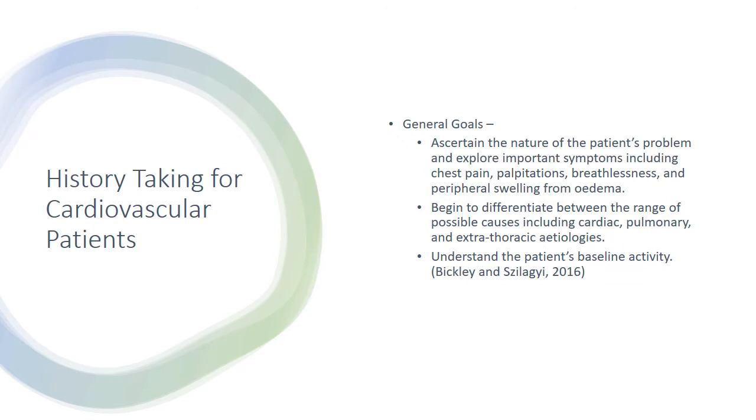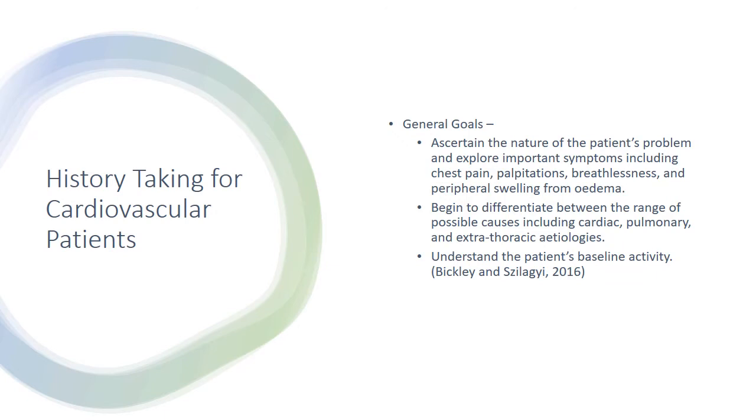So, for example, pulmonary causes might include pneumonia or pulmonary embolism. Extrathoracic causes can be gastroesophageal reflux disease or anxiety, and these are just a small selection of the potential differential diagnoses that we need to consider as we're structuring our questioning to rule certain causes in and rule others out as we progress through our history.